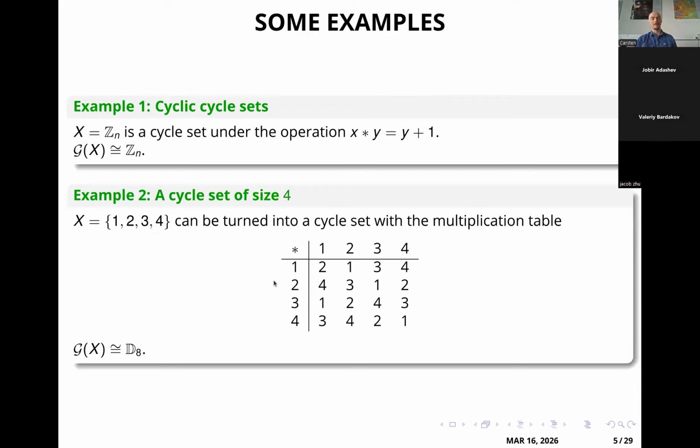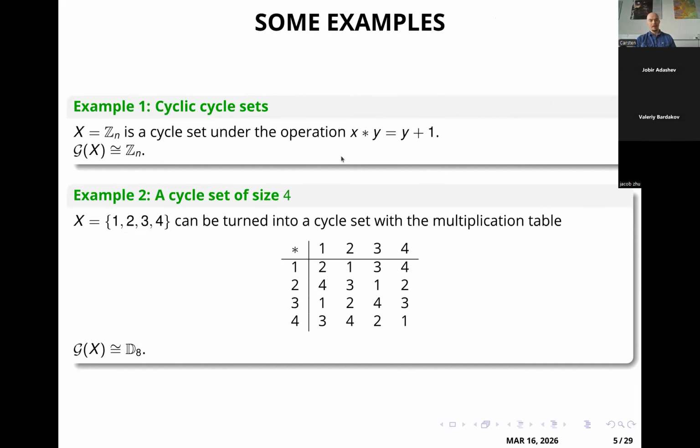One very primitive example of a cycle set is a cyclic cycle set. You simply take a cyclic group of order n, and you introduce the operation x dot y equals y plus 1. And it's easy to see that the permutation group of this object is simply the cyclic group of order n, which acts regularly on the set. And furthermore, by the previous result that I've shown you, we see that this is in fact an indecomposable cycle set.